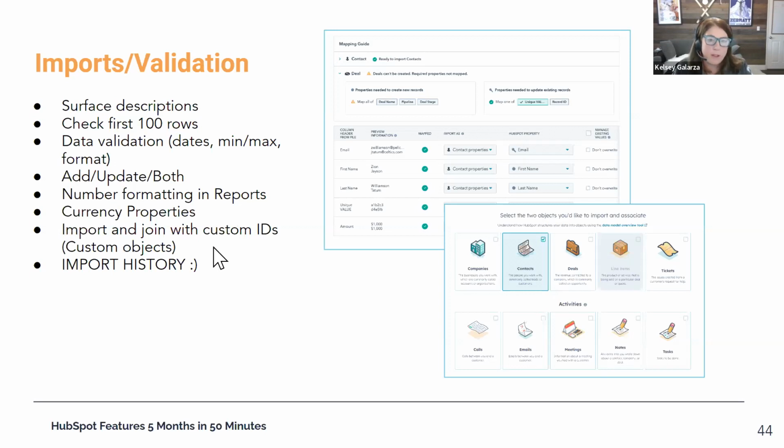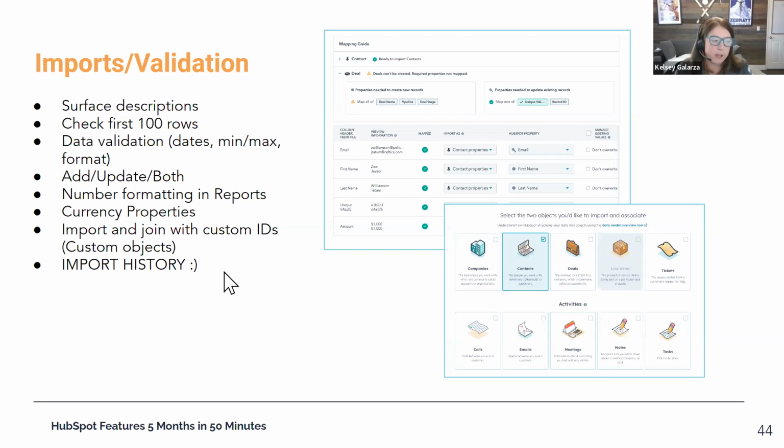One of the ones that has been useful to me in the recent past is importing and joining with custom IDs. This primarily applies to custom objects, but you can use a custom ID in order to join certain objects together when you're uploading them.